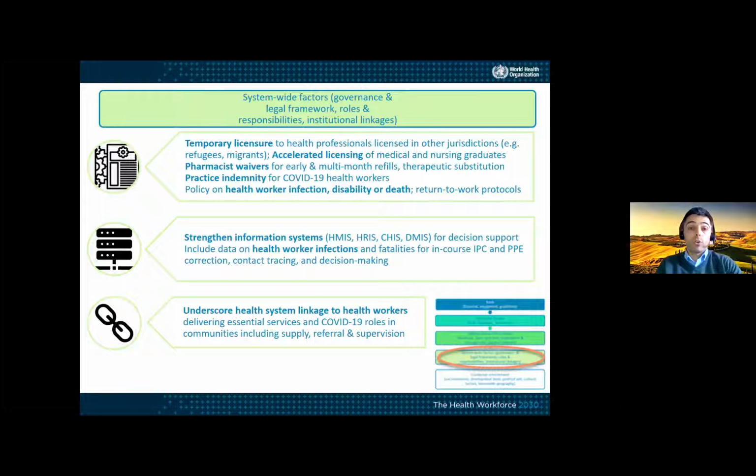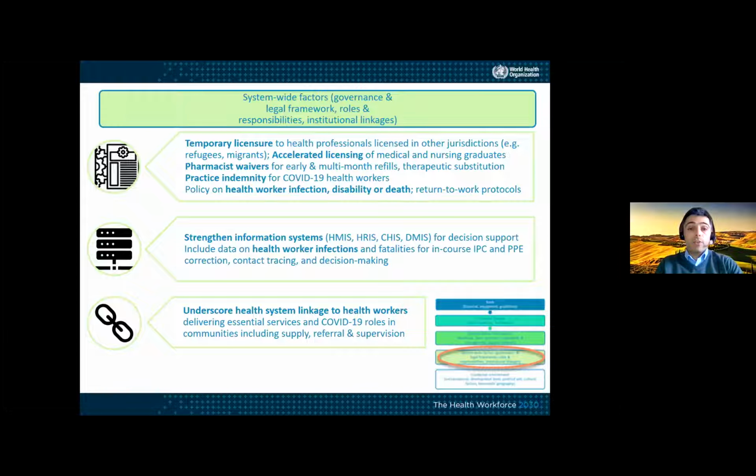Reforms that can allow pharmacists, even community pharmacists, to take on a greater role for early and multi-month refills and implement therapeutic substitution, also to reduce the burden on secondary healthcare facilities and enable both a greater focus on the COVID-19 response, as well as minimize the risk of infection of patients with unrelated conditions that would thus avoid the need to go to crowded healthcare facilities.